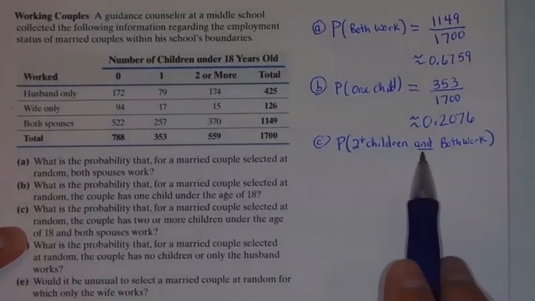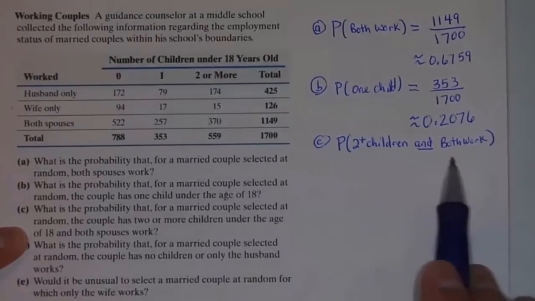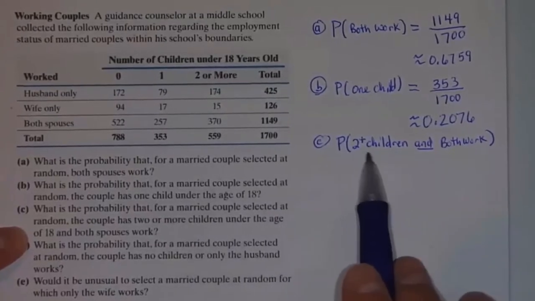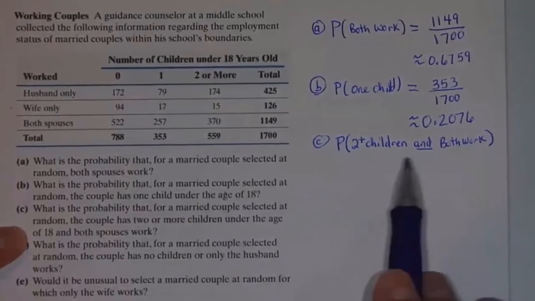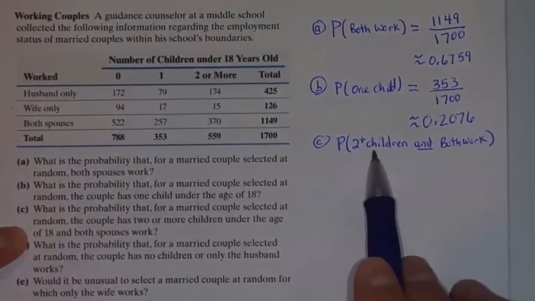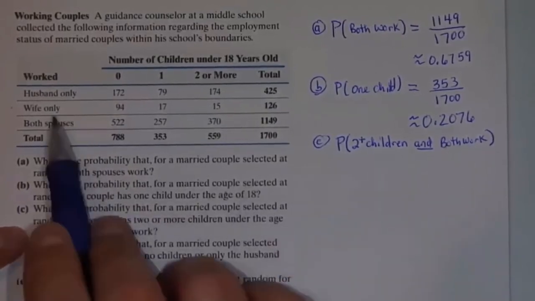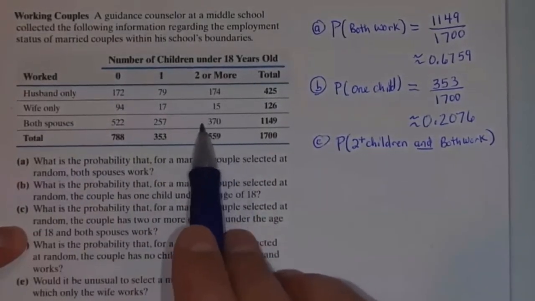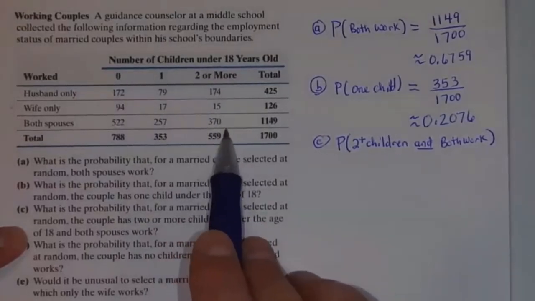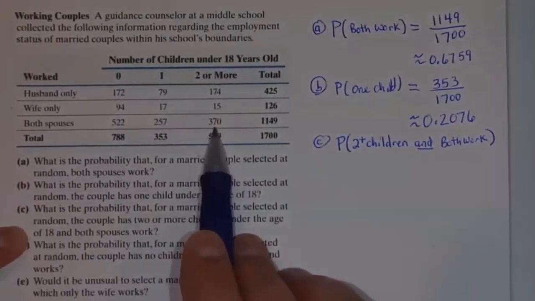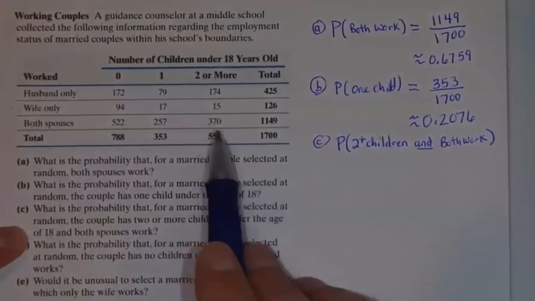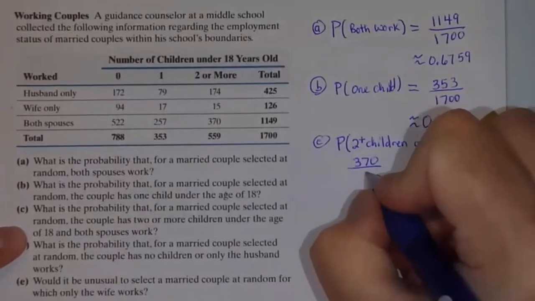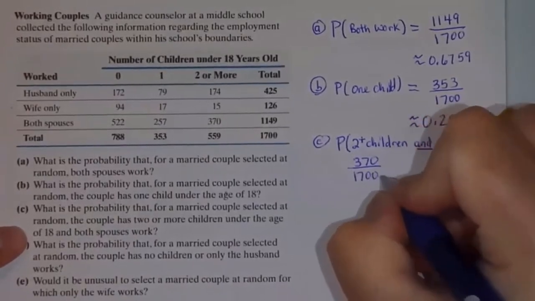So notice this is an and question. We need to meet both conditions. So to figure out this probability, I'm going to figure out how many couples there are that have 2 or more children and both work. So I'm going to go to this column and this row. There are 370 couples who have 2 or more children and both work out of the 1,700 couples. So this probability is going to be 370 out of 1,700.